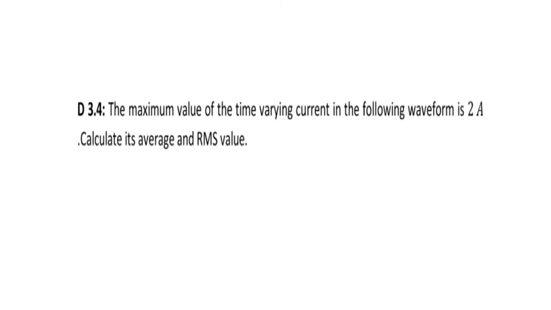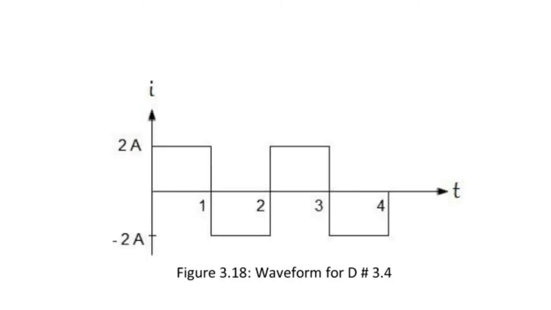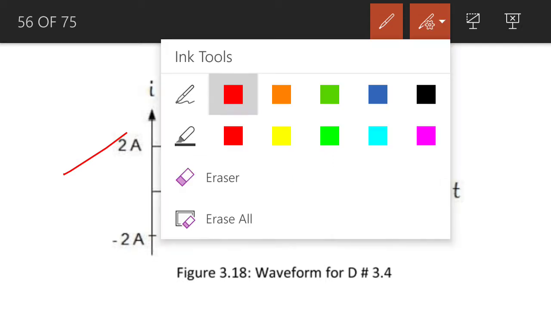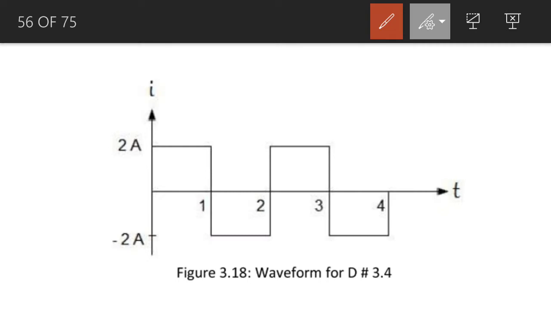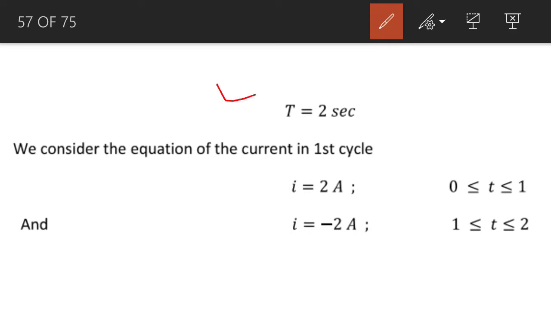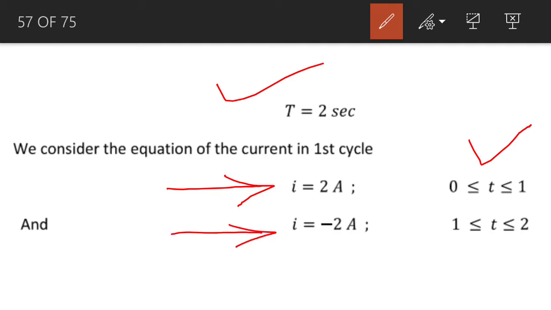Let us consider another waveform. You see, this is a square waveform. The maximum value of the current is 2 ampere, and the time period of the waveform is 2 seconds. If we look at the equation, the current is 2 ampere from time t is equal to 0 to time t is equal to 1, and this current is minus 2 ampere from time t is equal to 1 to time t is equal to 2.